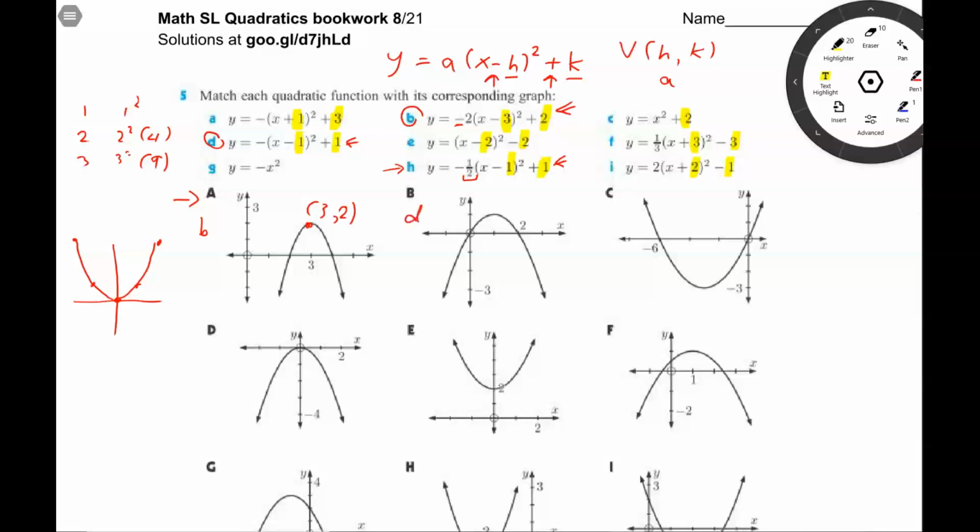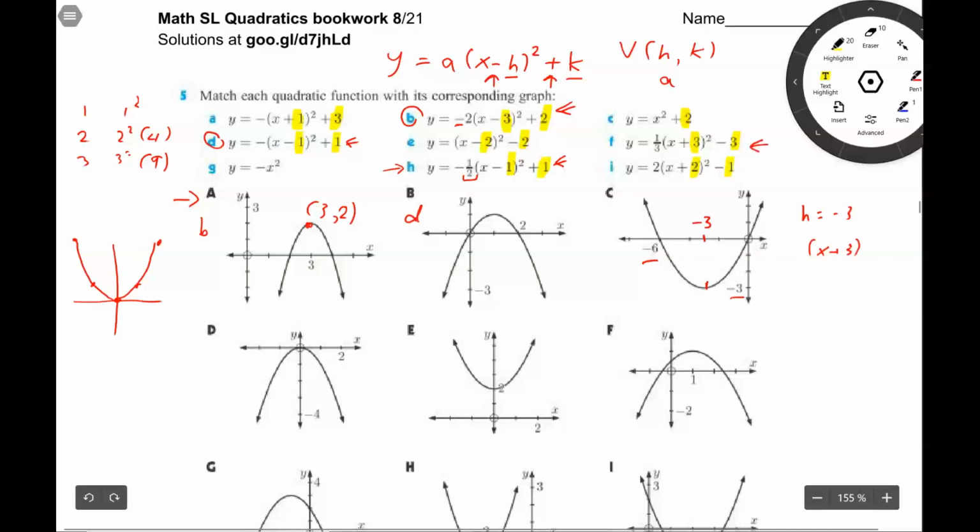Capital C. Capital C seems to have its vertex at, let's see, -3, because this is -6. Halfway to -6 would be -3. And then the y value also appears to be -3. So I'm looking for something in vertex form with -3, -3. Remember, if the h value is -3, then it's going to appear as x plus 3 because it would be x minus -3. So it looks like it might be this one. Are there any other ones that have 3 for h and 3 for k? No. So it must be small f.